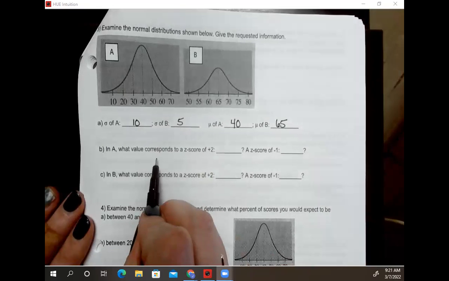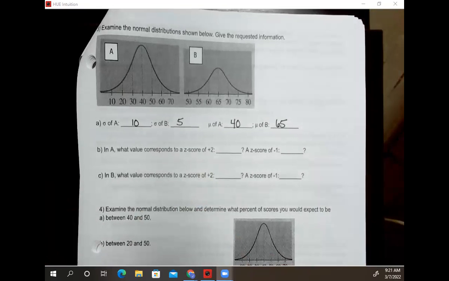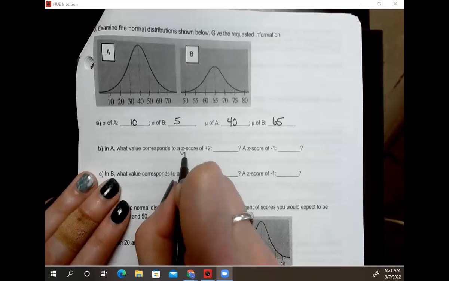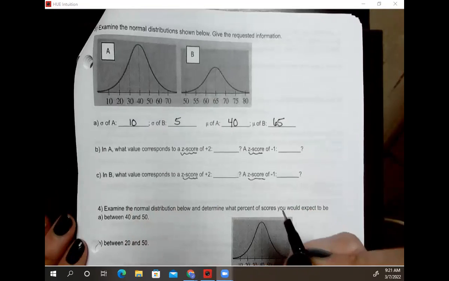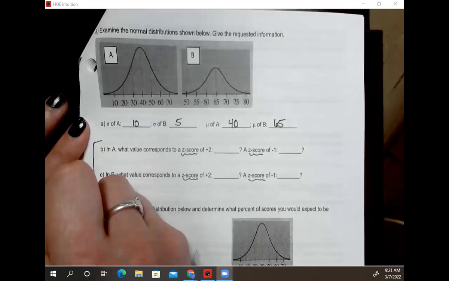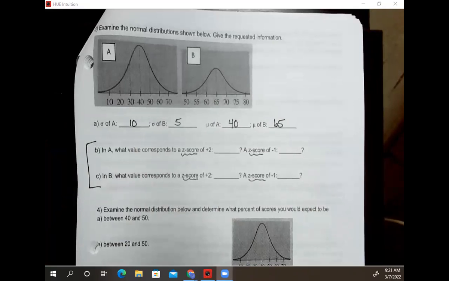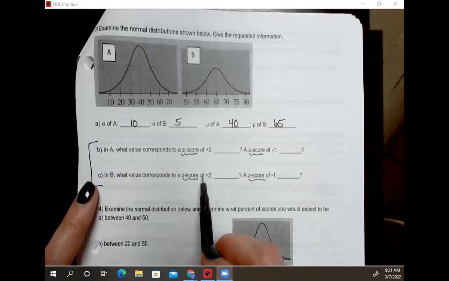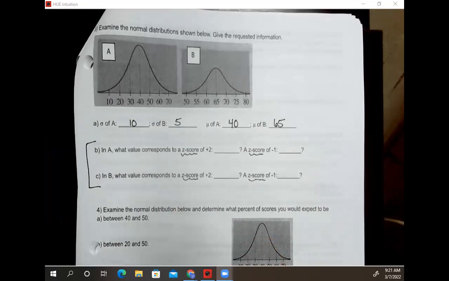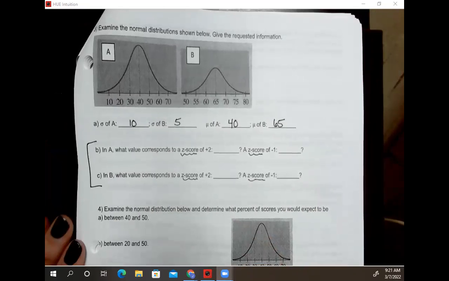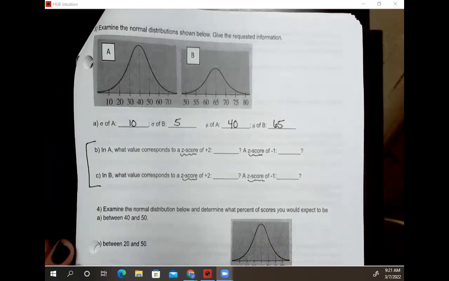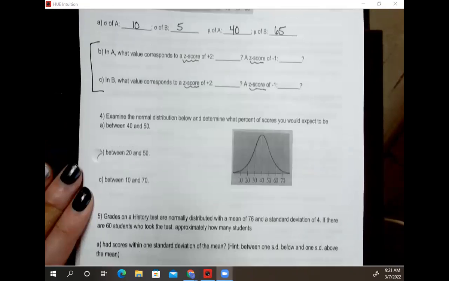In A, what value corresponds to, we're seeing the term Z-score here. You guys are going to see that in your next round of notes. So we actually will skip these and come back to them. But the idea is we're going to look at moving off the mean by whole standard deviation increments. So we'll come back to B and C in our next set of practice problems. Let's hop down to example 4.